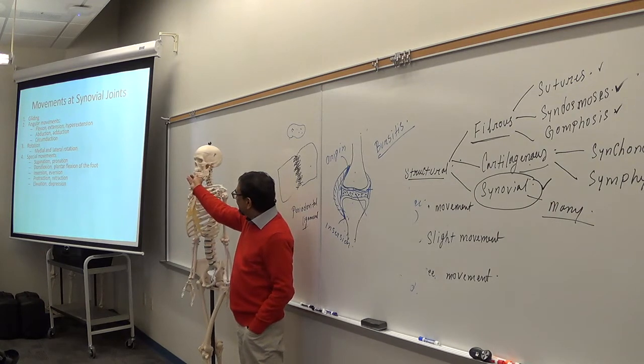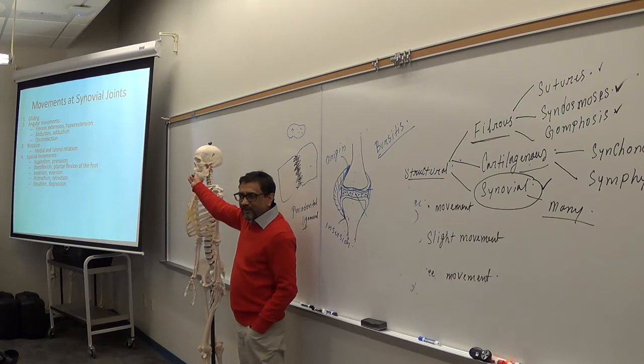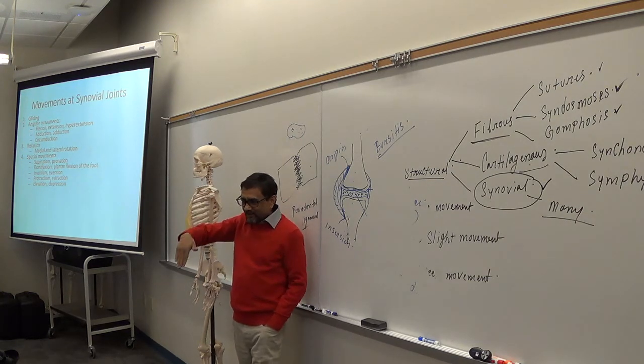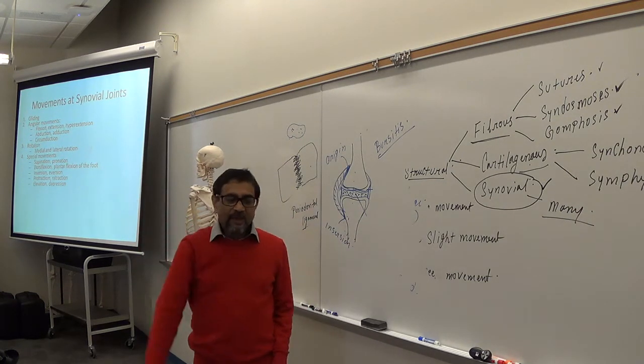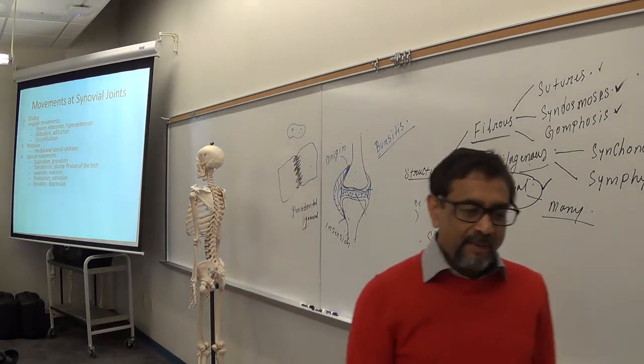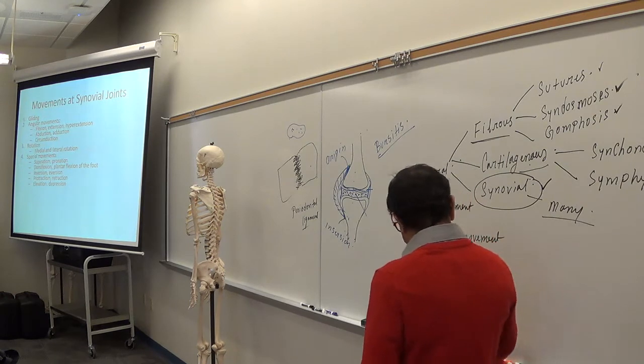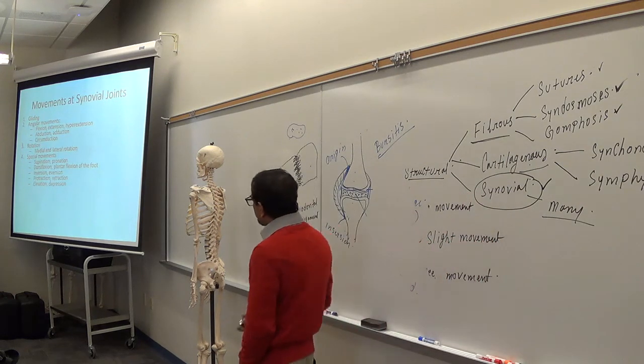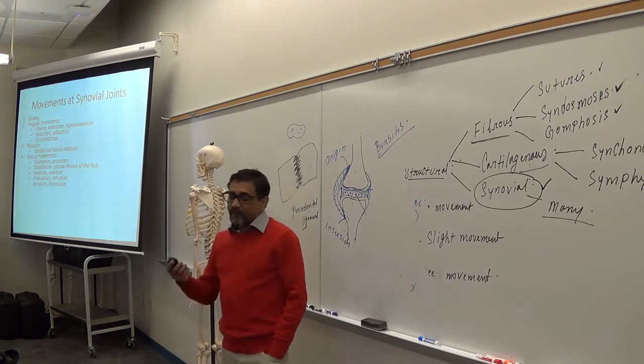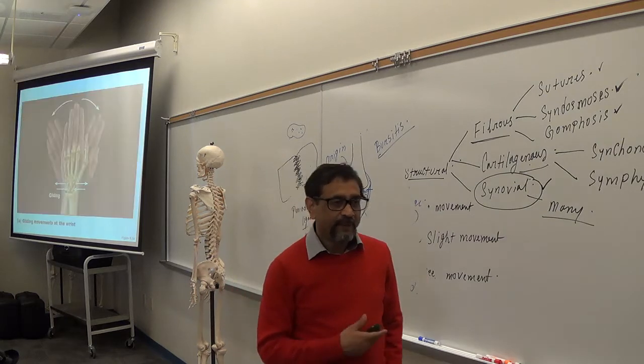Down, right? So this is depression of mandible, and when you close your mouth, elevation, right? Depression, elevation. So those are different types of movements that occur in your synovial joints. Different synovial joints have different types of movement.